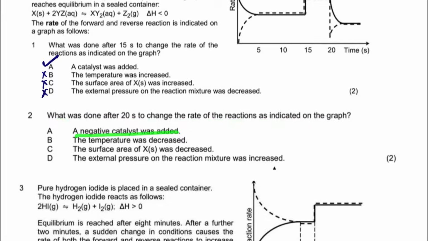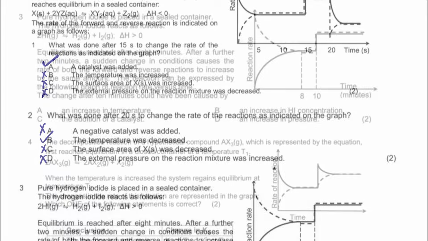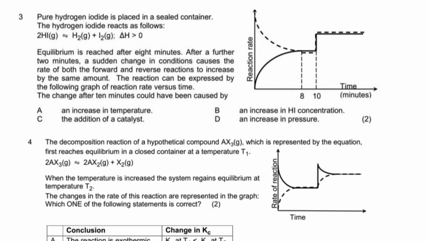So what was done in 20 seconds for the rate? A negative catalyst was added there, no. A temperature decrease, that's correct. There could be a temperature decrease. A surface area decrease there, no. An external pressure of the reaction increased there, no. So the answer there is B. There's a temperature decrease.